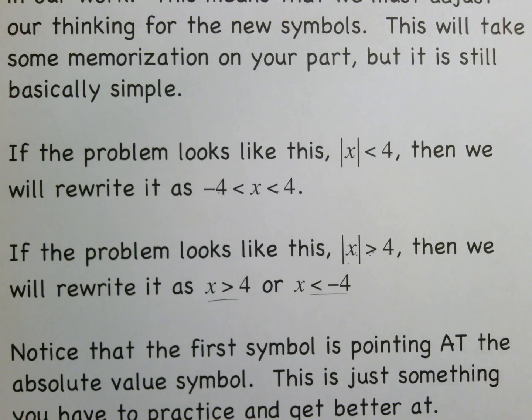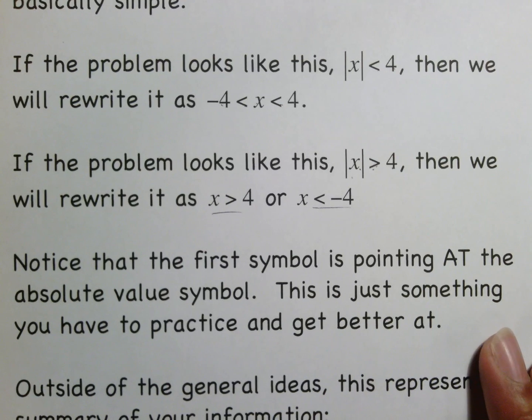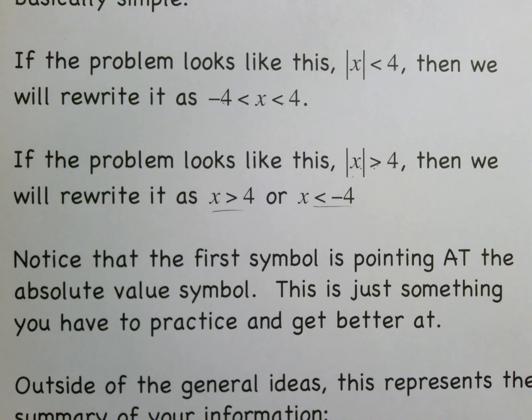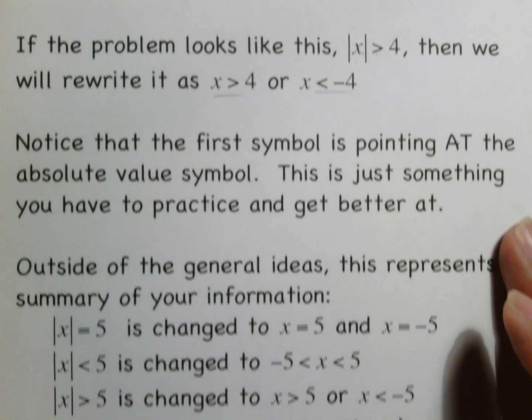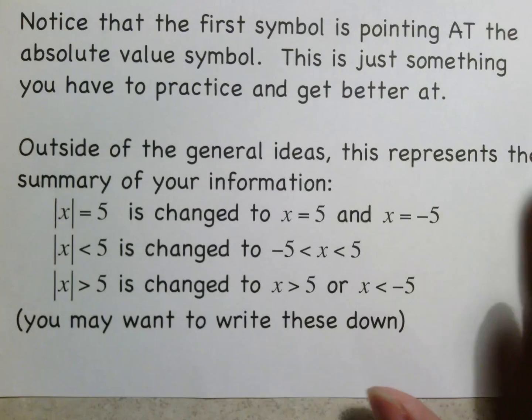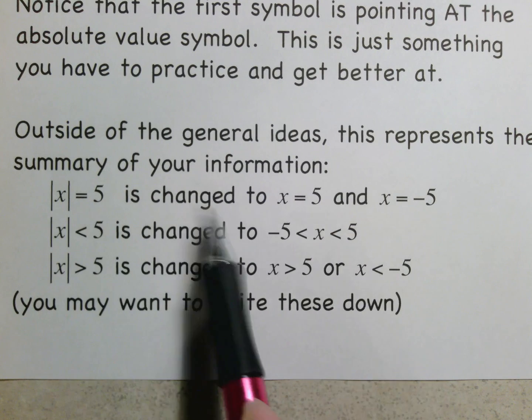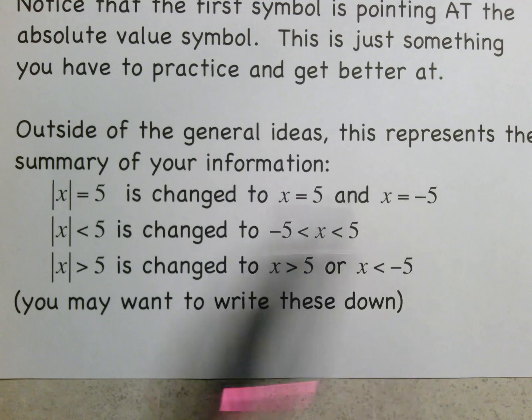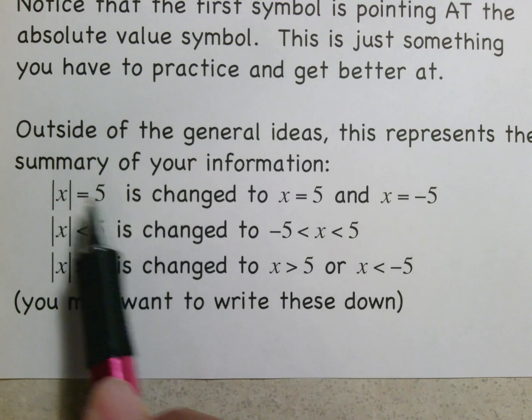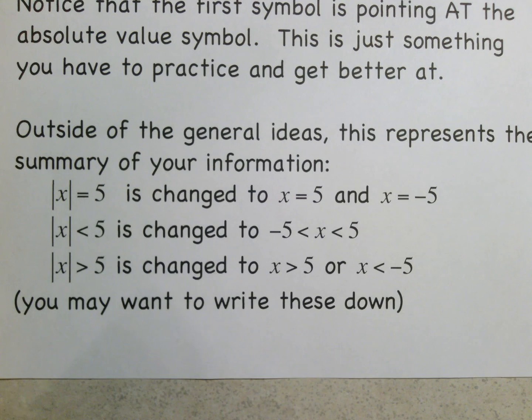But again, notice that the first symbol is pointing at the absolute value symbol, and that is kind of a way to remind you that it's the easy one where you can simply put the number on both sides. But again, the more you practice, the more you'll get better at it. Outside of the general ideas, this represents the summary of your information. So absolute value of x equals 5 is changed to these two things. So you ignore it, put a positive 5, ignore it, put a negative 5.